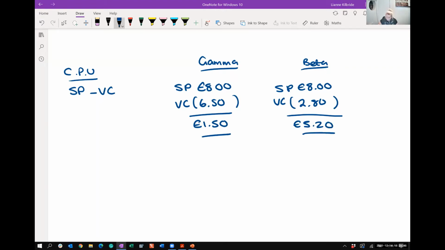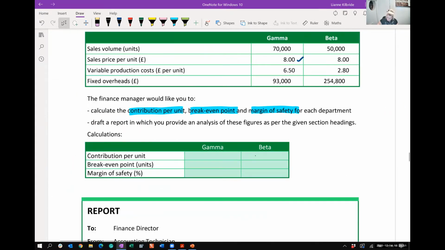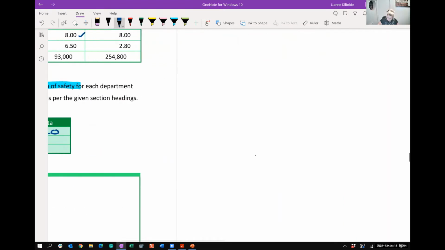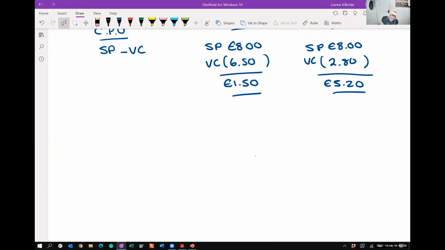Okay, so well done for those who have put that answer in the box. So we can simply complete that first box for each of the products. So you've got £1.50 here and £5.20 there. The next thing that we need to look at is the break even per unit. So we have to work out the break even per unit. That's simply taking the total fixed cost and dividing that by the contribution per unit that you've just calculated.